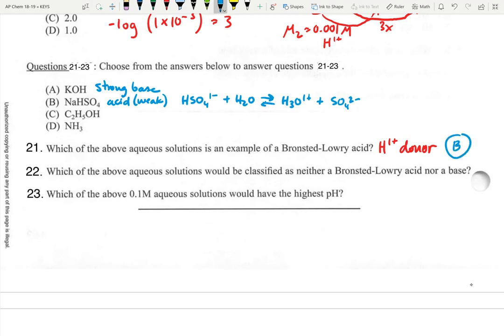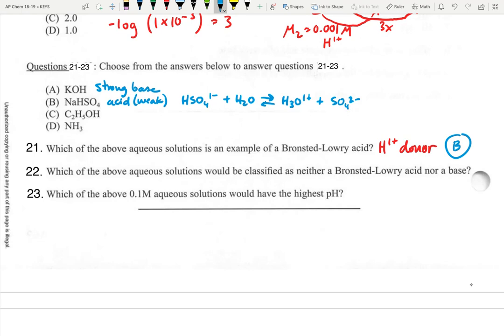Okay. Which of the above aqueous solutions would be classified as neither a Bronsted-Lowry acid nor base? In other words, something that can't donate a hydrogen, but also can't accept a hydrogen. Well, we definitely know that it's not our base. That's a base. We know it's not B. That's an acid. What about D?